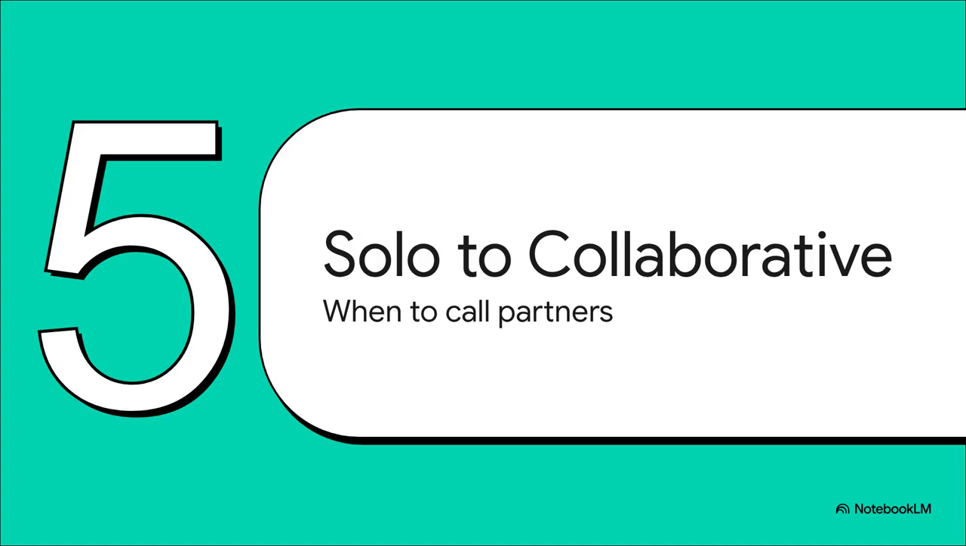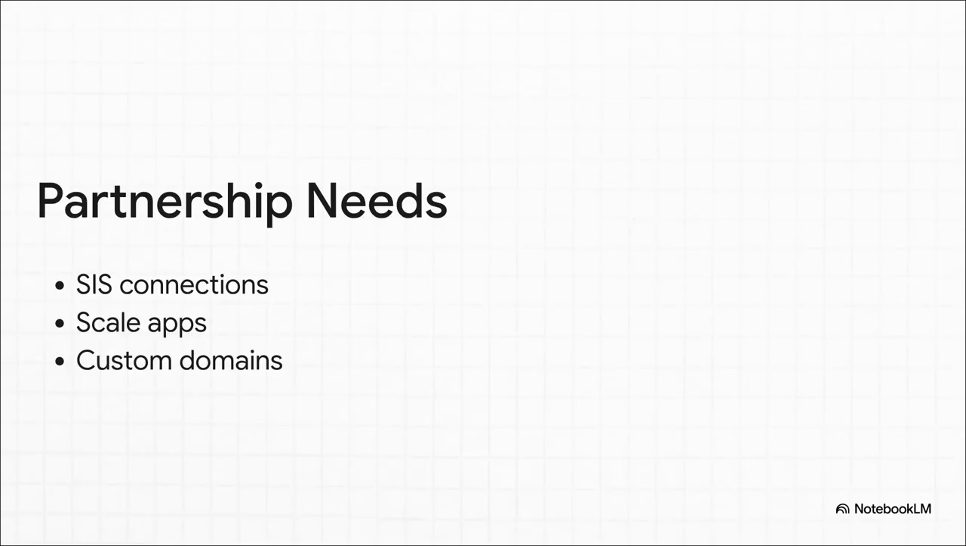Finally, we arrive at Section 5, from solo to collaborative. Learning to recognize exactly when to call in partners. Having a builder's permit proves you can build responsibly, sure, but it absolutely doesn't mean you have to solve everything alone. In fact, you shouldn't. If your project hits any of these specific triggers, like pulling data directly from the student information system, requiring domain-wide delegation over district accounts, launching to thousands of students all at once, or needing custom domains and firewall rules, well, you've crossed a major threshold. These are not solo missions anymore. Calling in network operations or innovative solutions to partner with you, that is a vital professional skill. It's a sign of maturity, not a weakness.